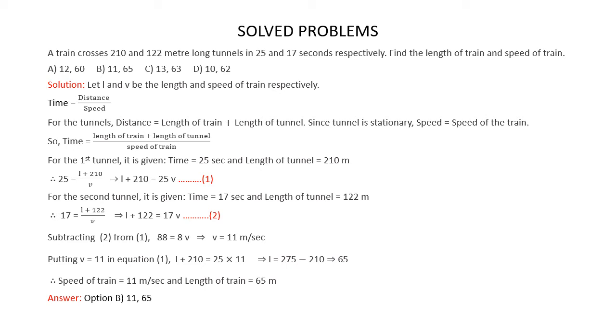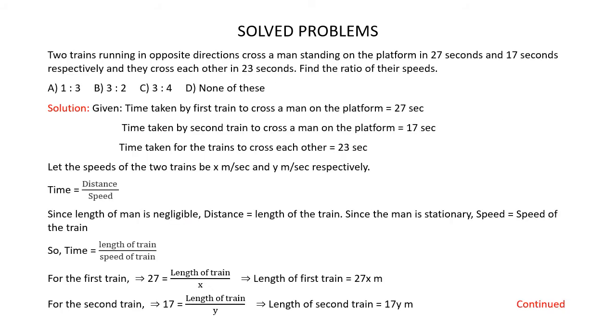So now we know that the speed of the train is 11 meters per second and length of the train is 65 meters. So the correct answer is option B, 11 and 65.